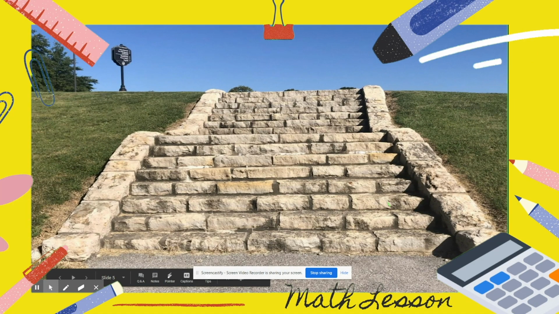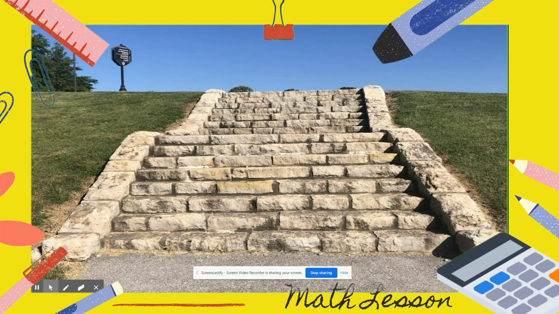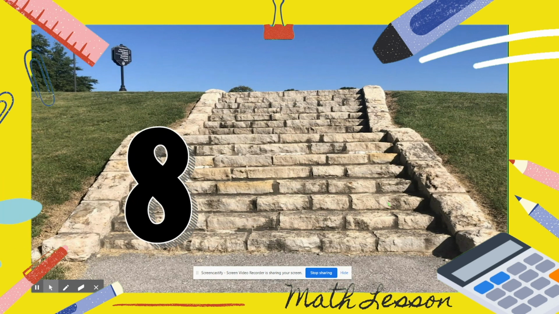Let's start by counting the stairs in the bottom half of the staircase. Are you ready? 1, 2, 3, 4, 5, 6, 7, 8. There are 8 stairs in the bottom half of the staircase. Now let's practice skip counting. Do you know how to skip count? What's the easiest number you know how to skip count by?